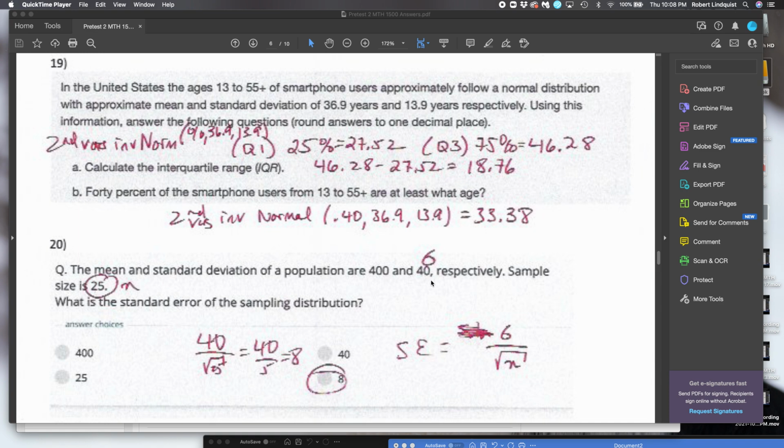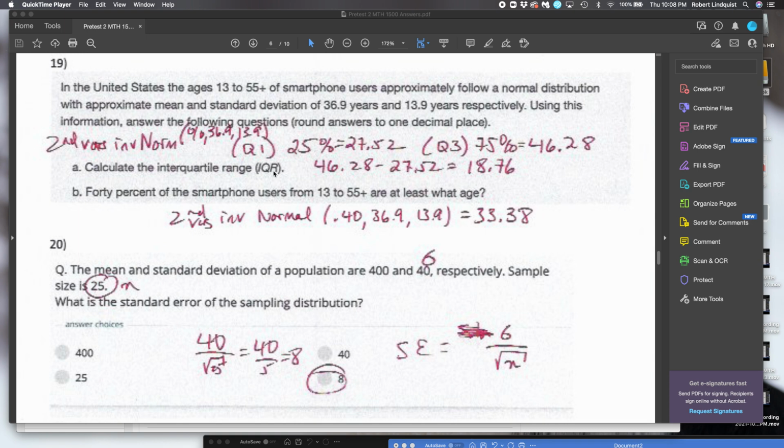Calculate the interquartile range. So the interquartile range is the range between the 25th and 75th percentile. First I do the 25th percentile. Again, it's 2nd Distr inverse norm, the percentile, in this case 0.25, the mean, which is 36.9, and the standard deviation, which is 13.9. For quartile 1, I come out with 27.52. I do the same exact formula, but this time I plug in a 0.75 instead of a 0.25, and I get 46.28. And then the interquartile range is the difference between them. So I subtract 46.28 minus 27.52, and I get 18.76.